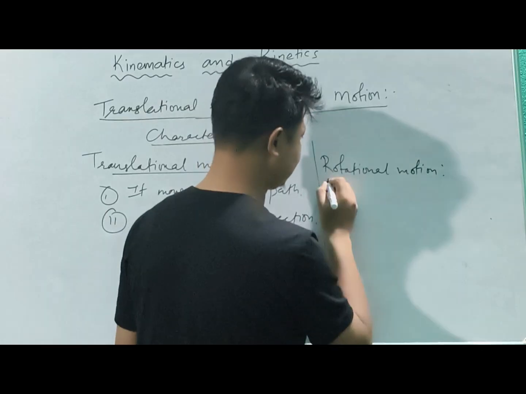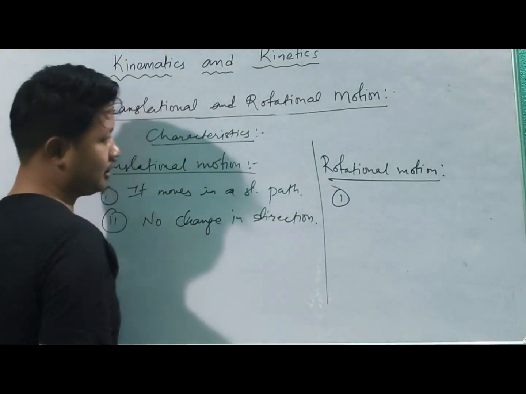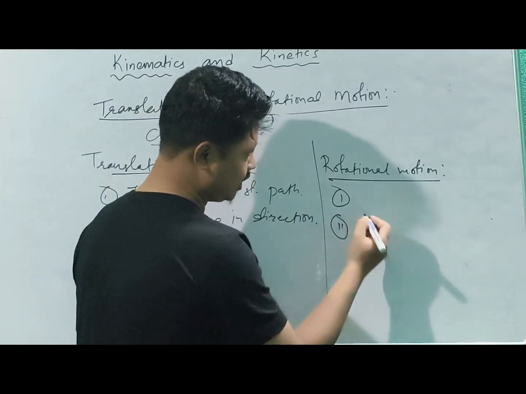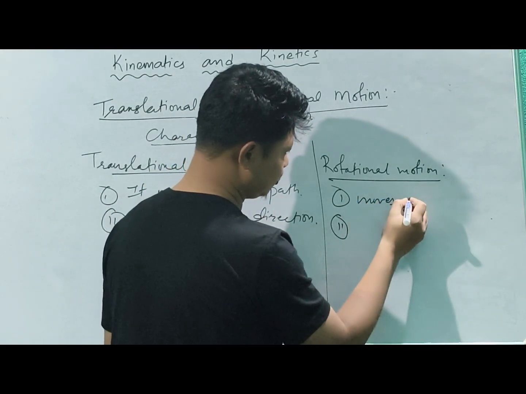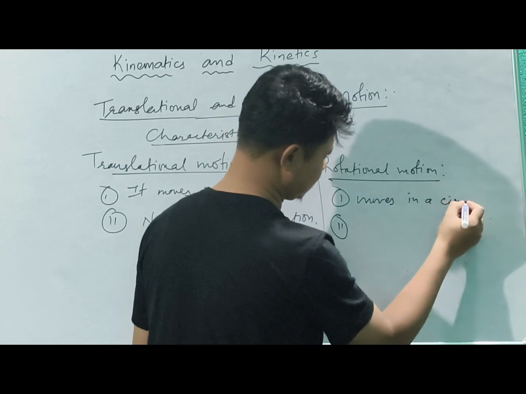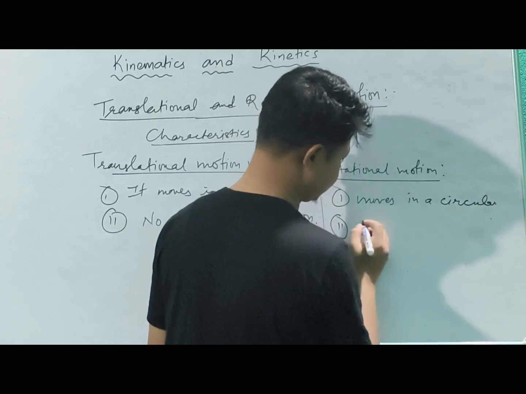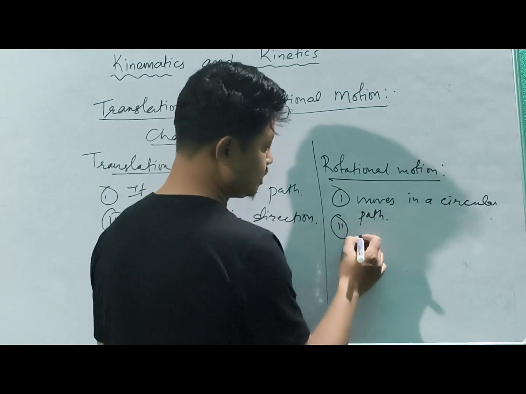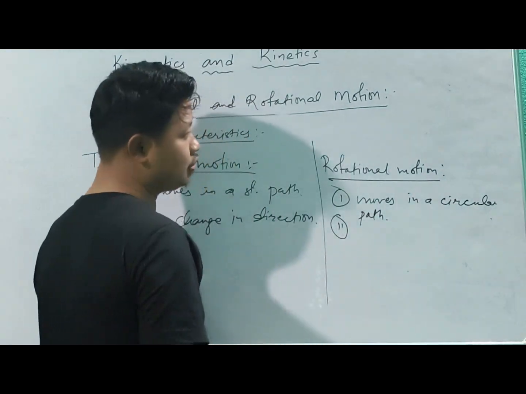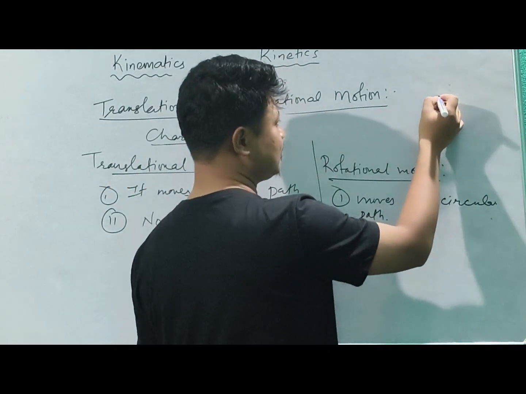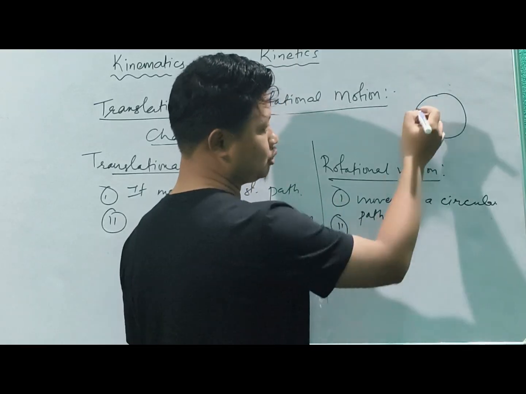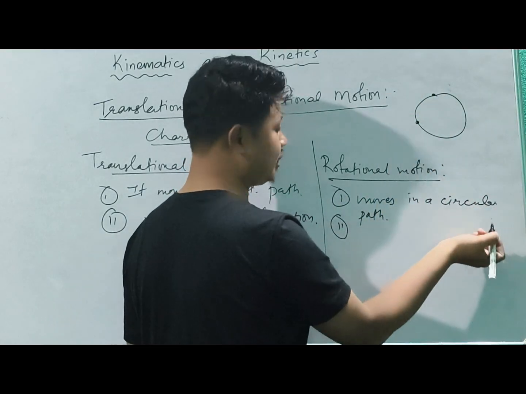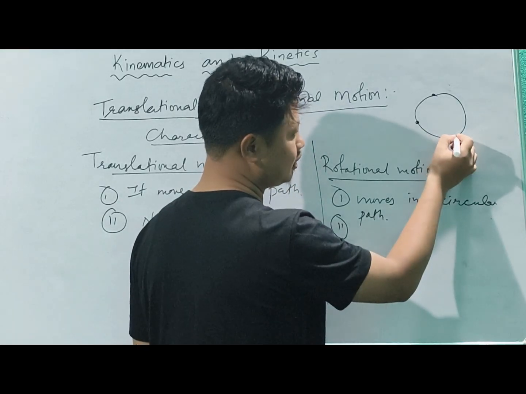Rotational motion. Number one, of course, we write the definition: moves in a circular path. Number two, there will be a change in direction. That is continuous. How? Let me explain. Let us say this is my circular motion. Right now the particle is here. After a few seconds the particle will be here again. After a few seconds the particle will be here.